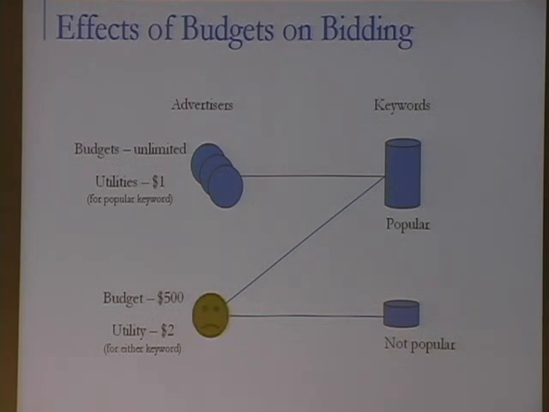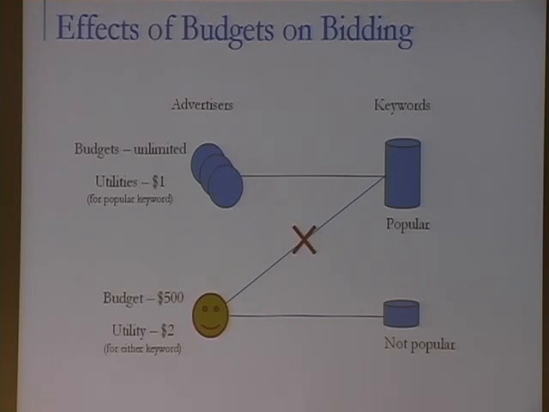This makes him unhappy. On the other hand, if he were to pretend that he is not interested in the popular keyword, he's going to win the not so popular keyword and there's no competitors for that keyword, so he's going to just pay the reserve price, and he's going to exist throughout the whole day. He's going to be much happier, and actually so is the search engine in this case, because we're still making revenue on the popular keyword as well as the unpopular keyword.